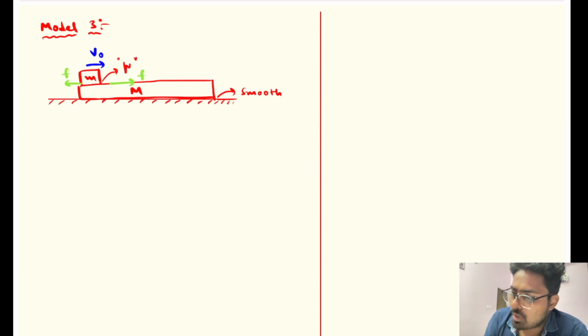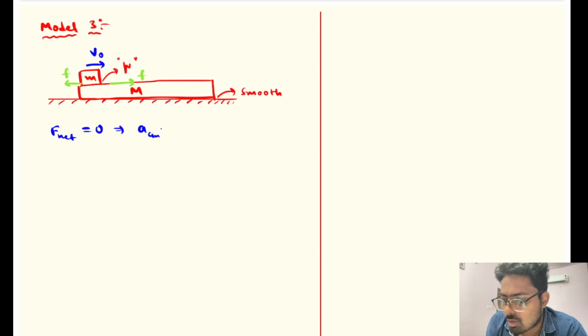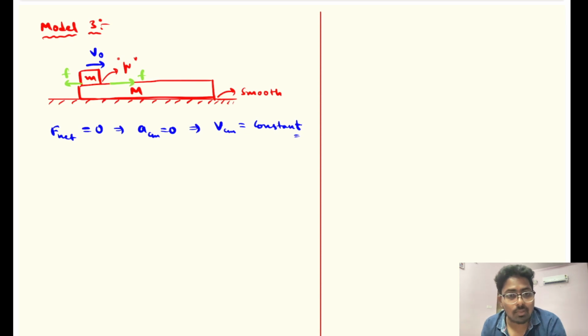Right side. So again in this question also, net force acting on the system is what? Zero. Net force zero means acceleration of center of mass is zero, which means velocity of center of mass should remain constant. That means the part half (M plus m) into v_cm square should remain constant.